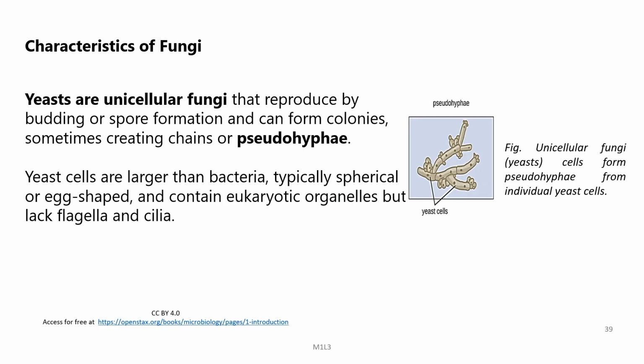If we take up the case of yeast, they are unicellular fungi that reproduce by budding or spore formation and can form colonies, sometimes creating chains or pseudohyphae. These are not real hyphae, they appear like hyphae. Yeast cells are larger than bacteria, typically spherical or egg-shaped, and contain eukaryotic organelles, but lack flagella and cilia.